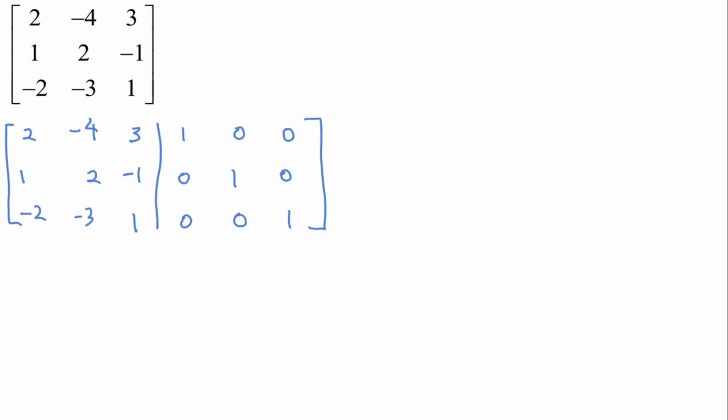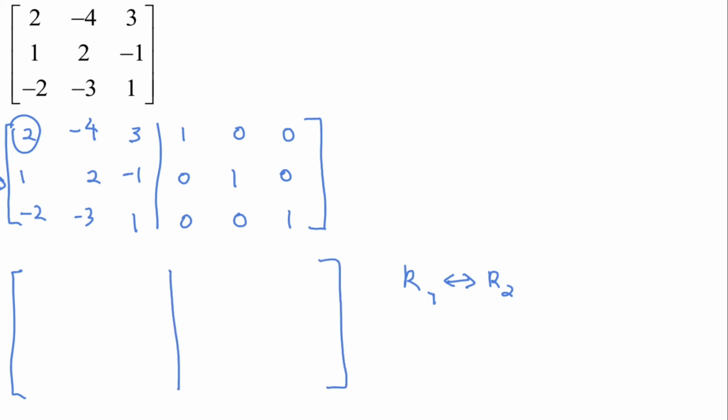Okay, so for the first step, you want to obtain here a 1. Since the element in row 2 is already 1, we just change the row, interchanging rows 1 and 2. So we get 1, 2, negative 1, 0, 1, 0, 2, negative 4, 3, 1, 0, 0, negative 2, negative 3, 1, 0, 0, 1. Here is the first step.